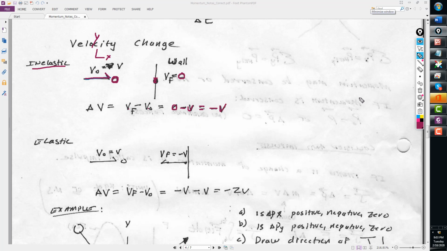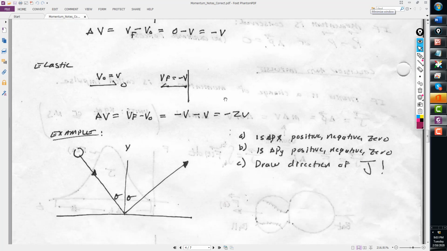And that's important when we get to these equations, because if it came back the other way, you'd have to account for the change of the velocity, which is this one. If we're talking about a perfectly elastic collision, in this case your v initial is v, v final is negative v. So v final minus v initial is delta v. So v final is negative v, and minus v initial, which is positive v, so it's negative 2v. So just something to consider. You will see these situations over and over again.